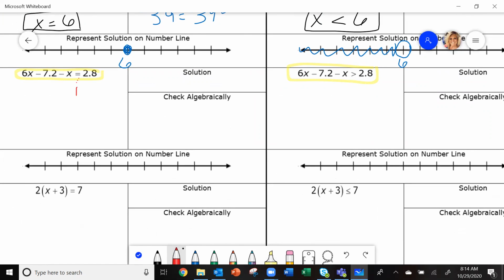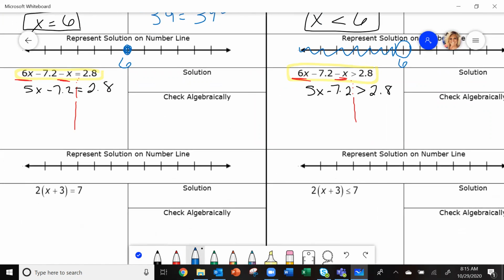At the equal sign, I'm going to draw a dotted line. Inequality sign, draw a dotted line. So over here on the left, I'm going to put together my x's. 6x minus 1x is 5x minus 7.2 equals 8.2. Well, my inequality, we would be doing the same thing, 6x minus 1x. So I have 5x minus 7.2 is greater than 2.8.